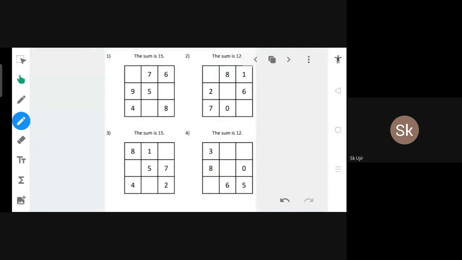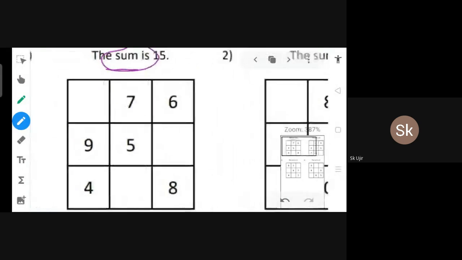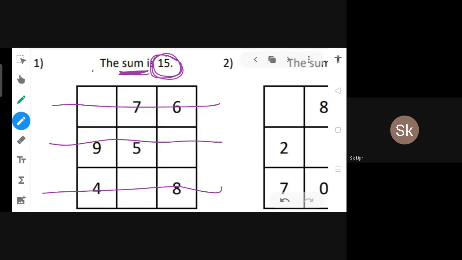Then this one is today's, and I guess we had already done this. I don't remember whether we did it in your class or not. But here you can see upside it is given: the sum is 15. And what is the meaning of sum? Sum means total. So the total should be 15, but of which numbers? This way also the sum should be 15, this way also, this way, this way, this way. It should be 15.